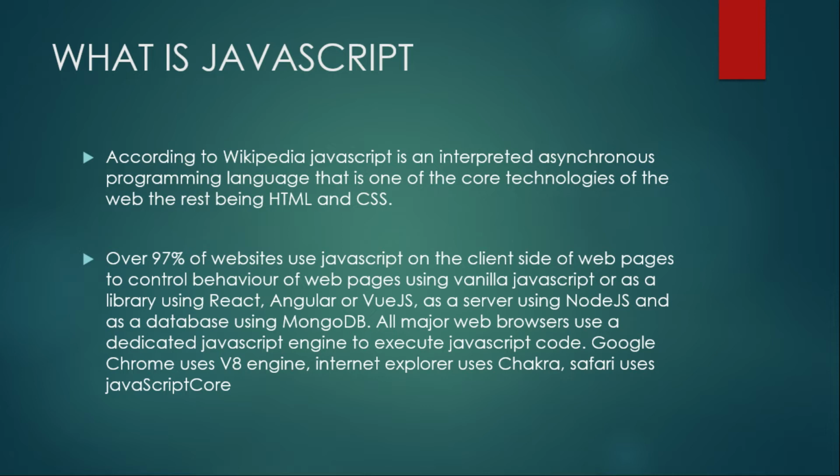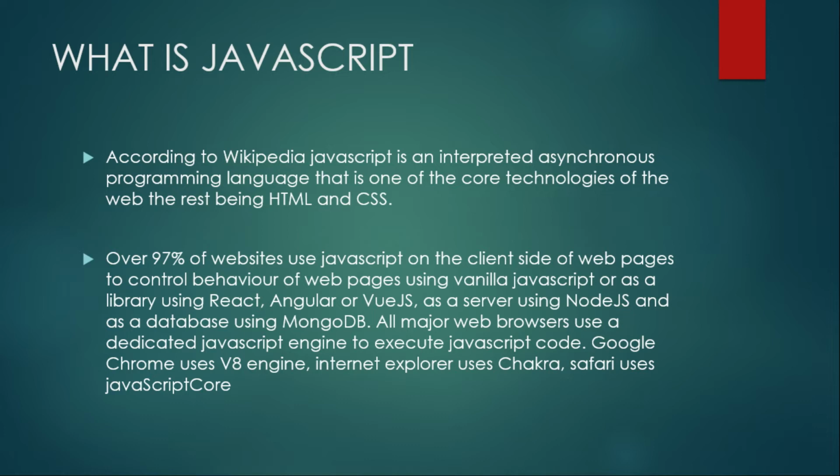Then over 97% of websites use JavaScript on the client side of web pages to control behavior of web pages using vanilla JavaScript, or as a library using React, Angular, or Vue.js. As a server, using Node.js and as a database using MongoDB. All major web browsers use a dedicated JavaScript engine to execute JavaScript code. Google Chrome uses V8 engine, Internet Explorer uses Chakra, and Safari uses JavaScript core.